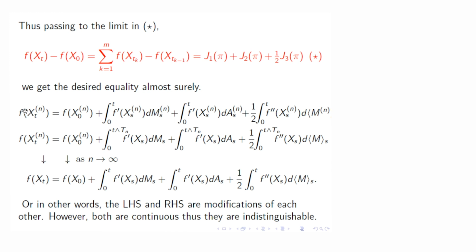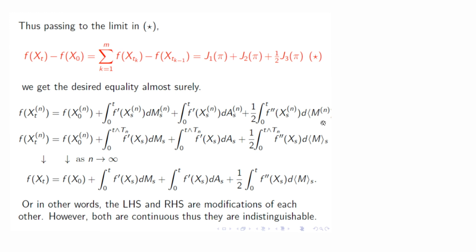Now this x is the original process, the original semi-martingale, and what we have obtained in terms of it is only the localized version of the original semi-martingale. f of x_t^n is equal to f of x_0 plus the integration from 0 to t of f prime of x_s dM_s plus the integration from 0 to t of f prime of x_s dA_s plus half the integration from 0 to t of the double derivative of f at x_s with respect to the quadratic variation of M superscript n.